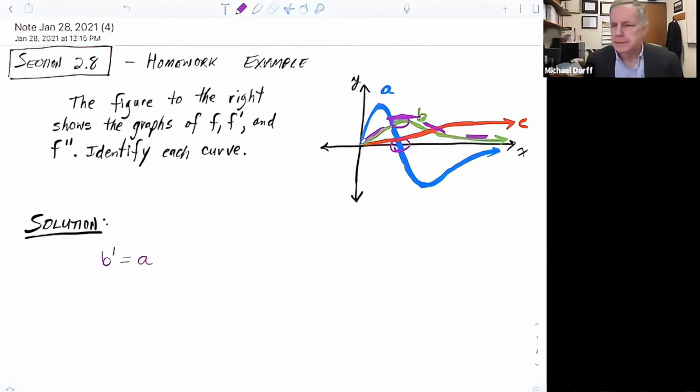All right. So let's see. Let me rewrite that this way: the derivative of B equals A. So how does C fit in here? Well, let's look at the curve C.